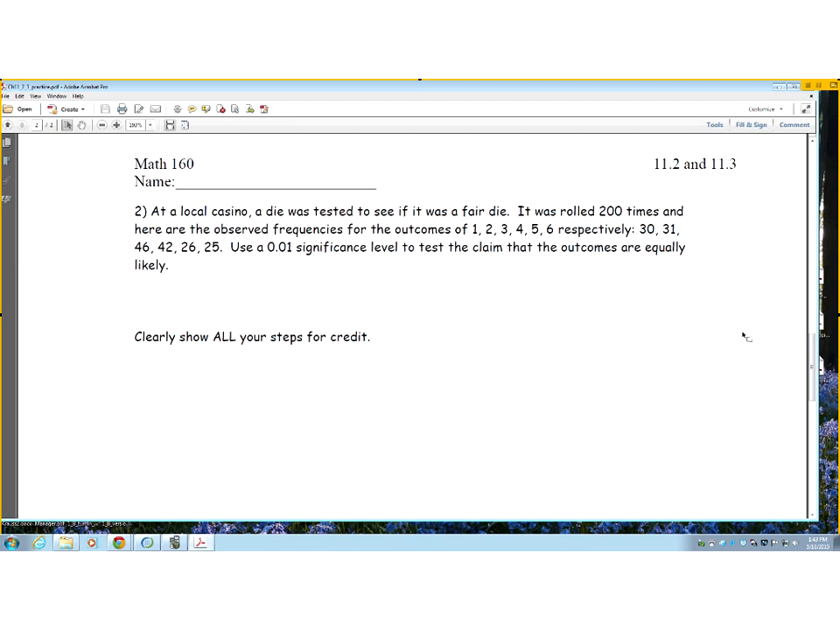And then the one for today, we're testing to see if we have the same mean. And I know we tested means in Chapter 9, but we only tested 2 means. This one, you're testing 3 or more means. So that's the breakdown of Chapter 11.